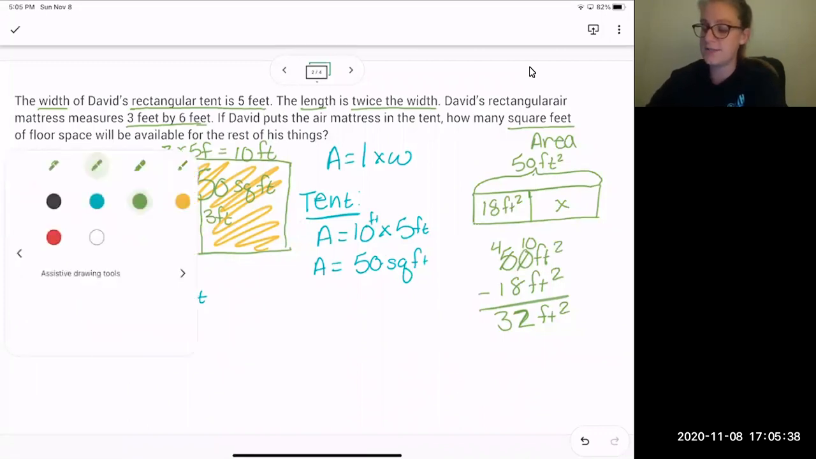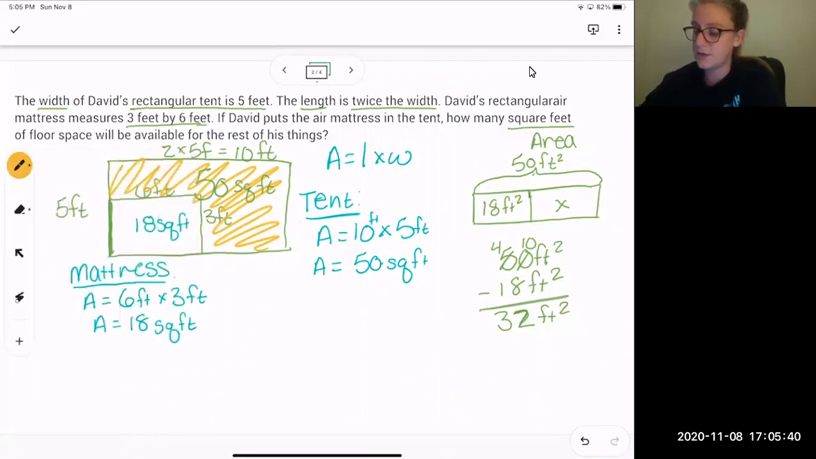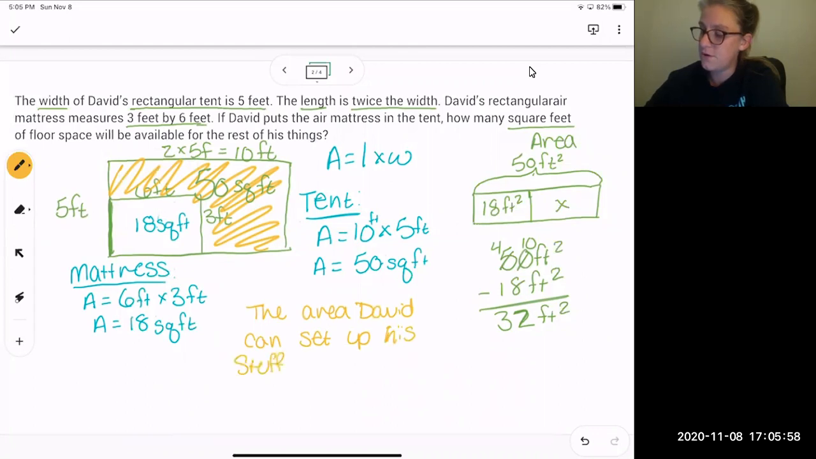So let's write a statement describing our answer. The area David can set up his stuff is 32 square feet. Okay.